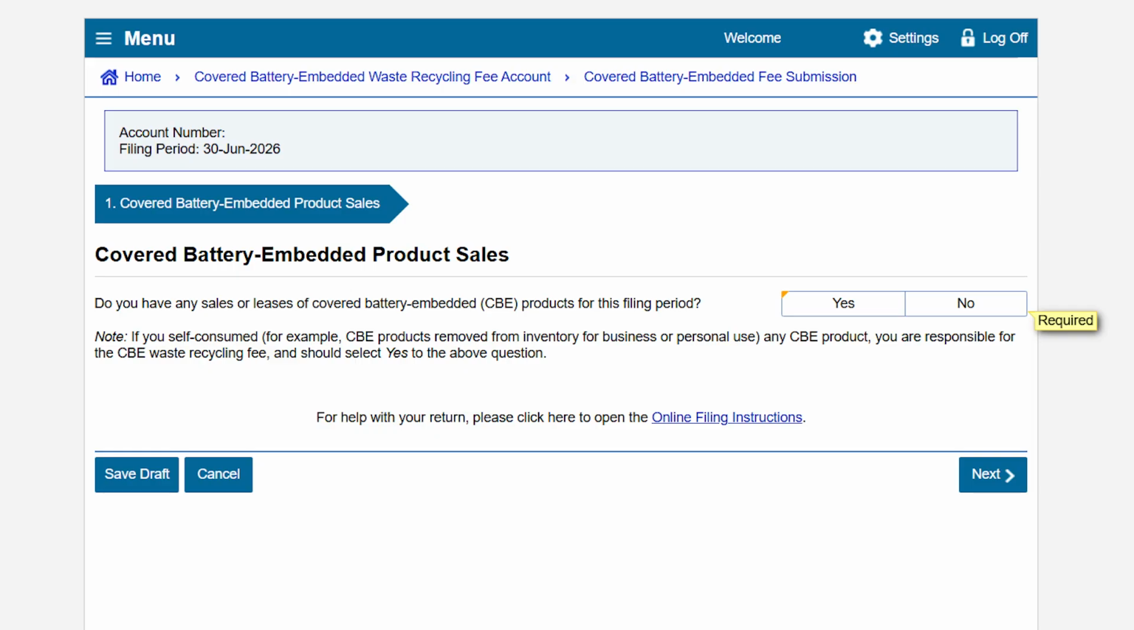This will take us to the Covered Battery Embedded Product Sales page. Answer the question, do you have any sales or leases of Covered Battery Embedded CBE products for this filing period? All sales, leases, or self-consumed CBE products should be reported, whether the CBE is subject to the fee or not subject to the fee due to an exemption or exclusion.